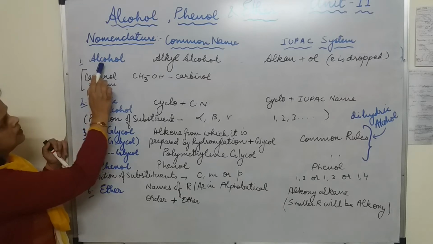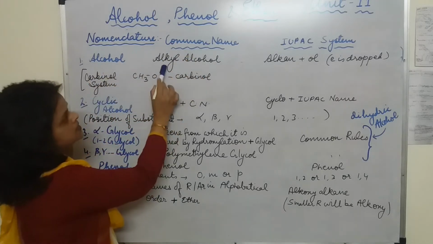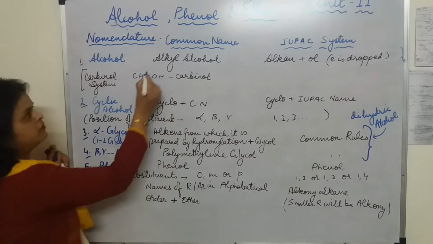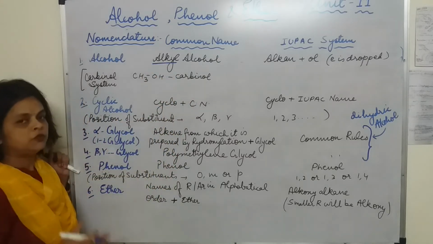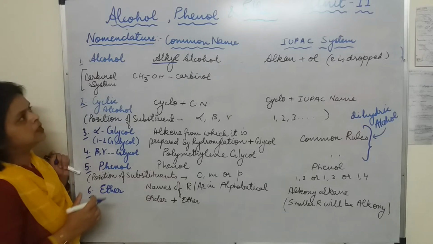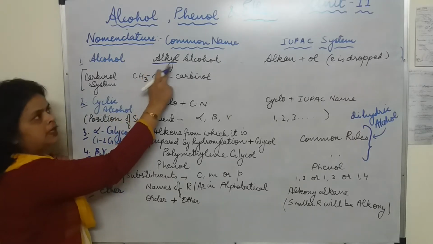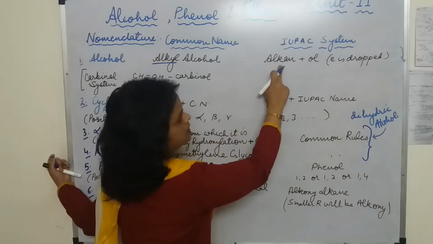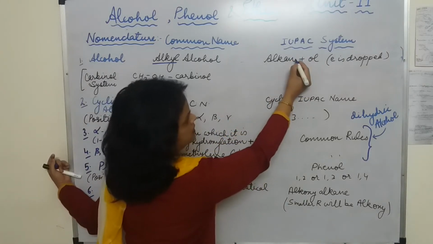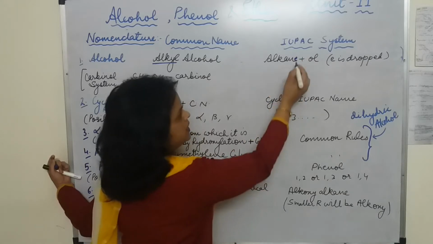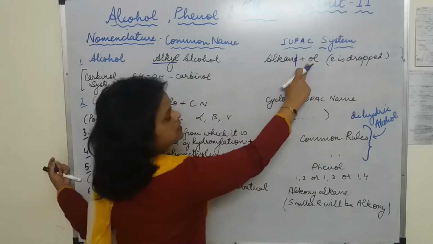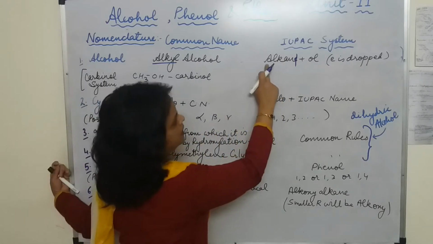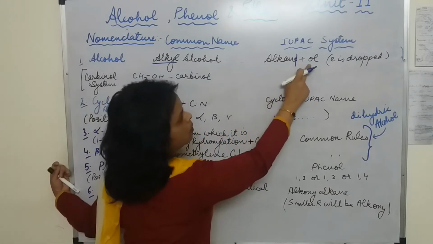Alcohols. Their common name is alkyl alcohol. We have to identify what type of alkyl group the OH group is attached to, and on that basis we will write the name alkyl alcohol. In IUPAC nomenclature, it is alkane plus ol. Here the E of alkane will be dropped because the secondary suffix begins with a vowel, so we write alkanol.